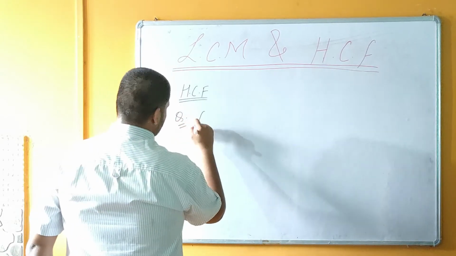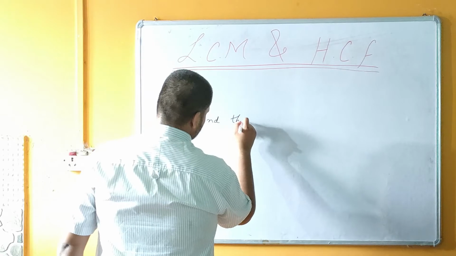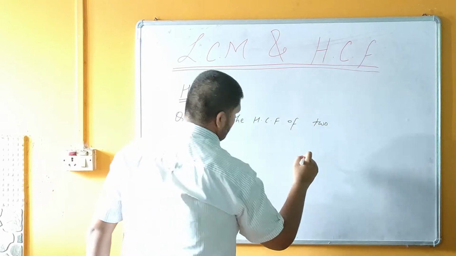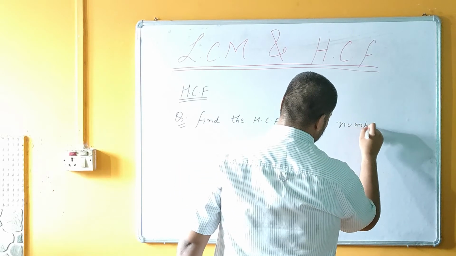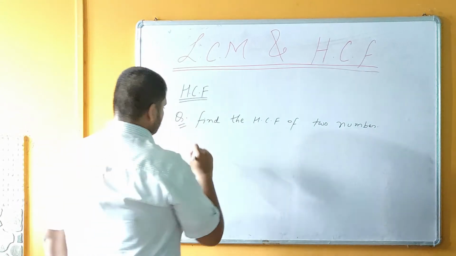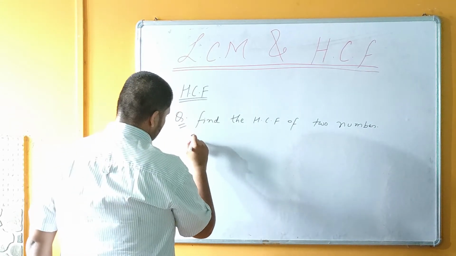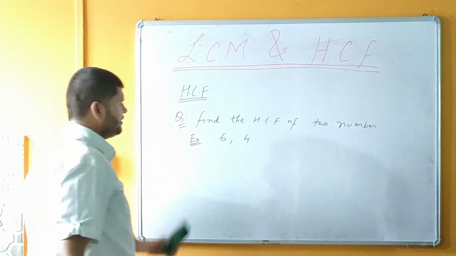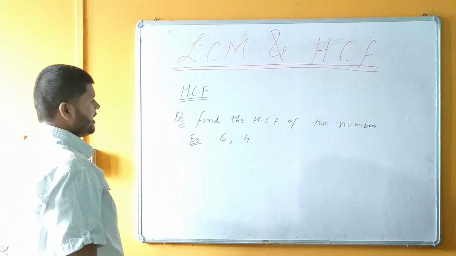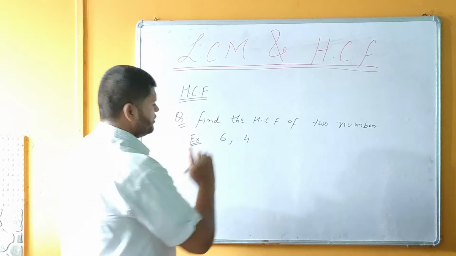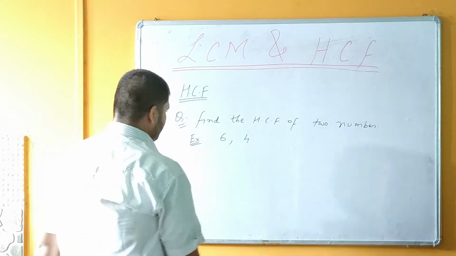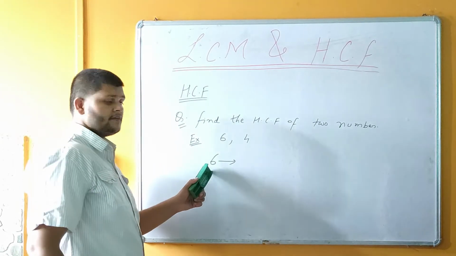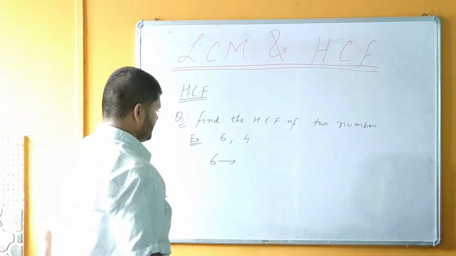Question is, find the HCF of two numbers. So what are the two numbers? I am taking over here as example 6 and 4. Okay, these are the two given numbers and I would like to find the HCF for these two given numbers. So to find out, first of all for 6, we will write the factors of 6.